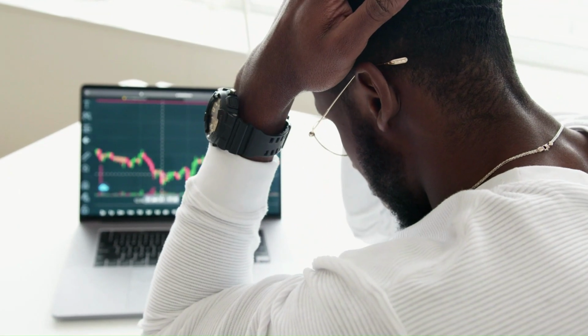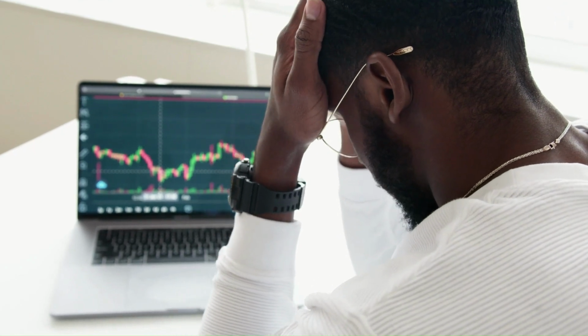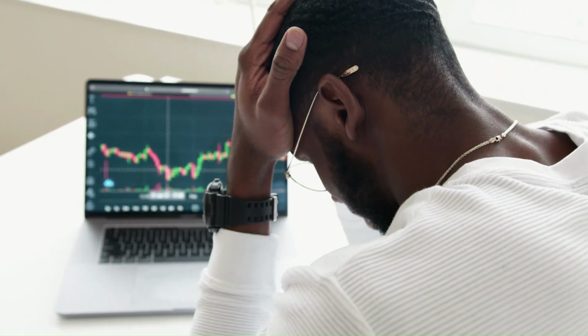Most investors are not able to track their stock portfolio in an optimum fashion. Today I'll be teaching you how you can track your portfolio in a very efficient manner using Google Sheets.